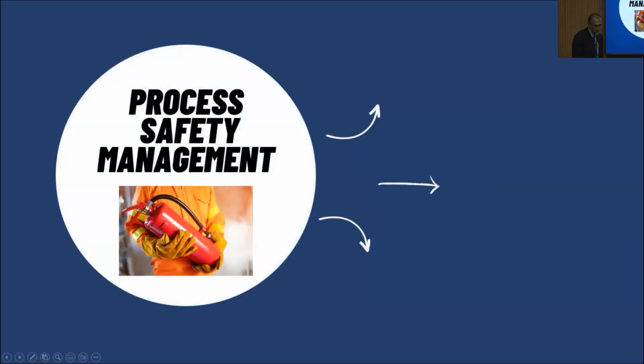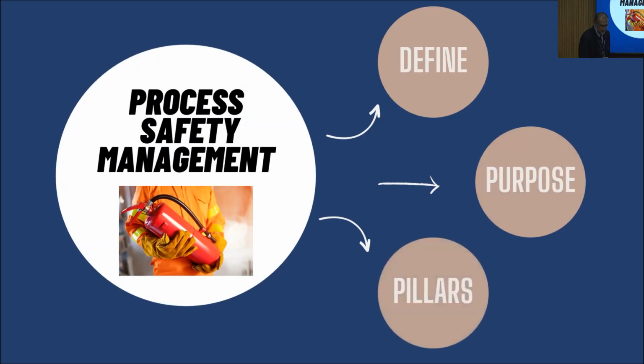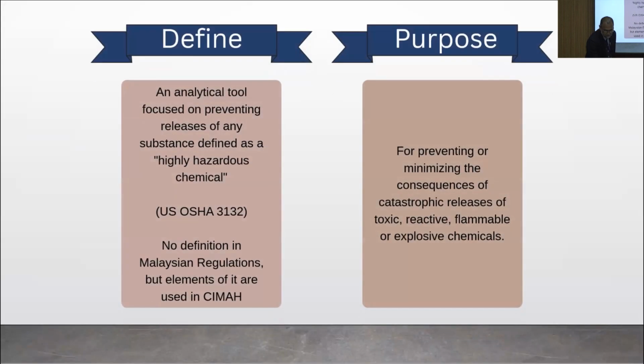I'll give a definition of what PSM is, the purpose of PSM, and the pillars of PSM. So what is PSM? There is a legal definition. The usual document that we use for process safety management is the US OSHA 3132. It is a publicly available document. It is built for all industries, large sizes, small sizes. So if you need background information, you can go to the OSHA 3132.